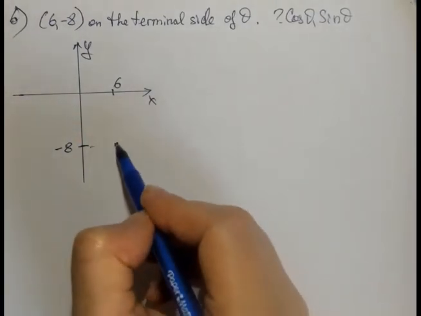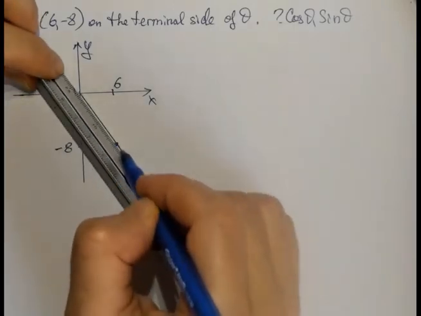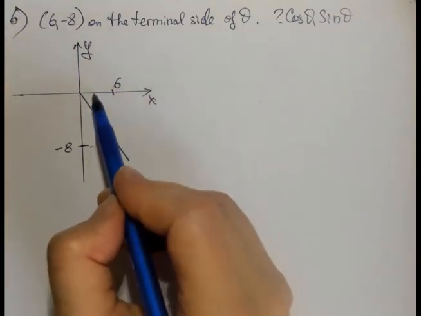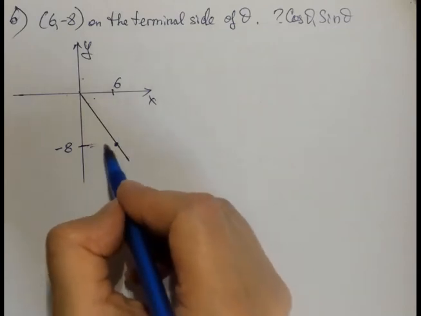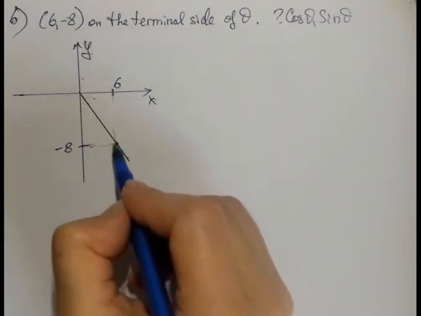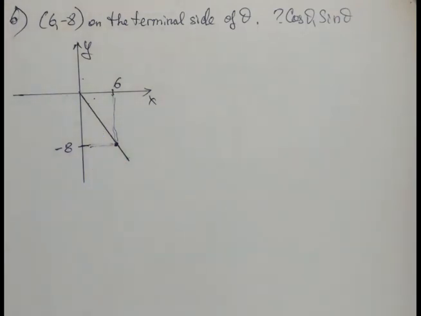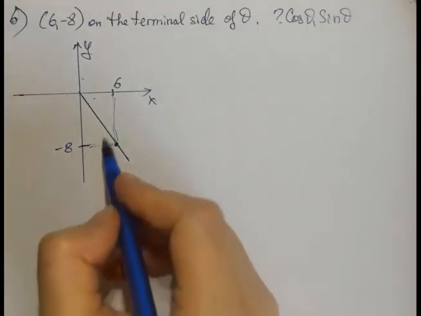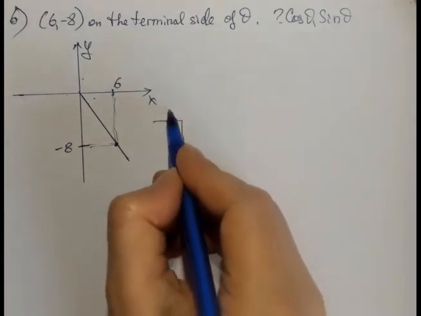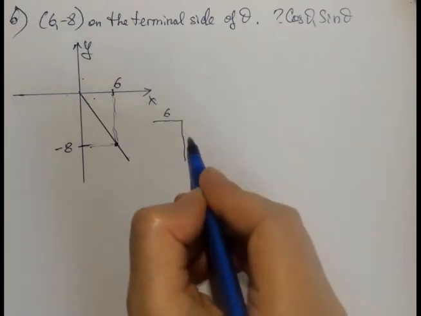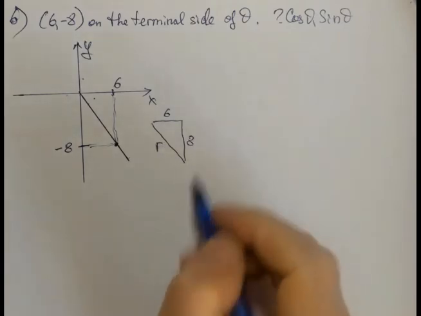To find trigonometric functions of this point, we actually need 3 values. This is the terminal side of the angle. We don't know whether it is a positive angle or negative angle, but we don't need to know this information. We need to know r to use the definitions of trigonometric functions. Let us consider the right triangle with one leg equal to 6, another leg equal to 8, and find the hypotenuse.